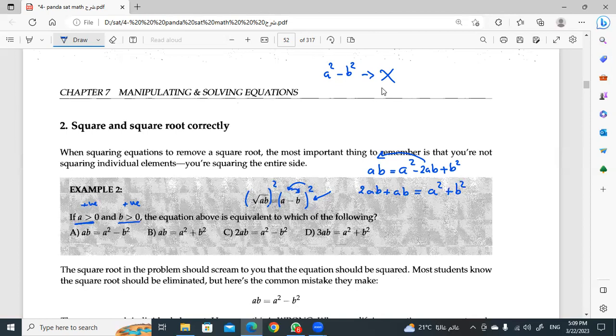3ab. 3ab. Yes, perfect. So 3ab will be equal to a squared plus b squared, and finally the answer is D.